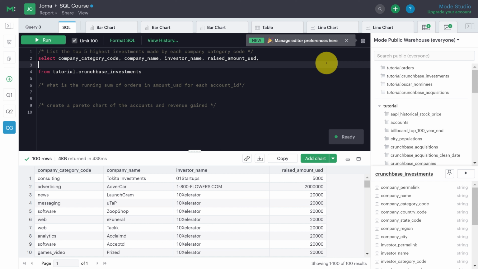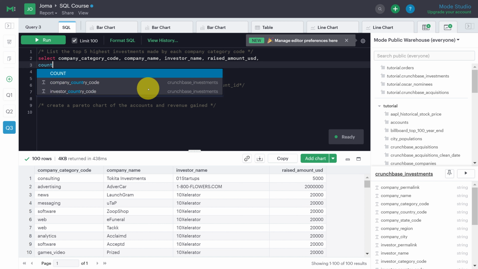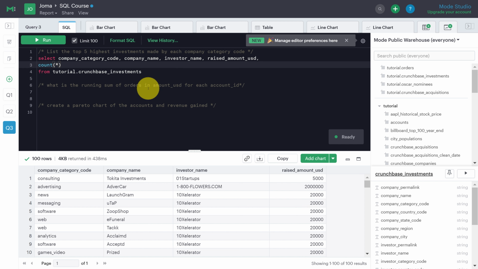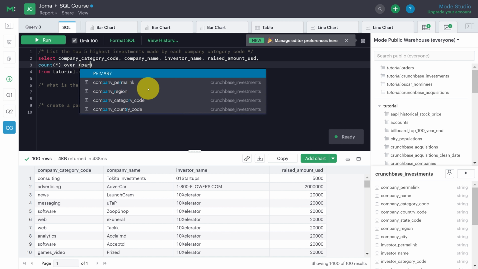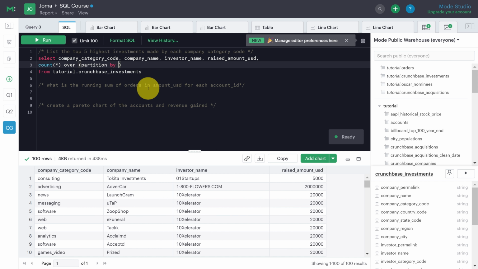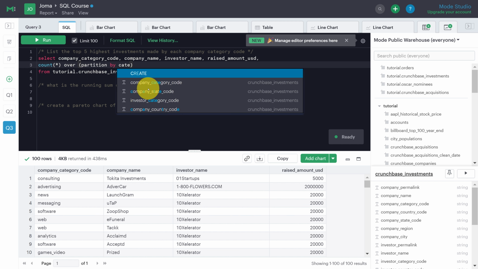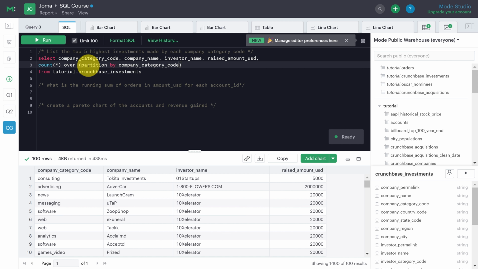We're not going to sum it, and we're not going to average it. Remember we have many aggregate functions, sum, average. We're going to use count. There's actually another way of doing this and I'll show you later, but I'll just count, and then over partition by, because I care about the category code. Did I spell it right? Yes, I did. Partition by, and then I want to order by the raised amount USD.